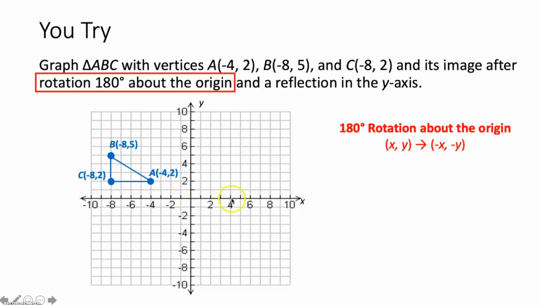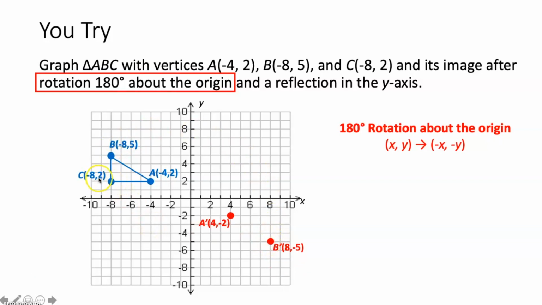So I go for +4 on the x-axis, down -2 on the y-axis. There's point A prime, the image of point A after rotating it 180 degrees about the origin. If point B is at -8, 5, then B prime is going to be at +8, -5. So I go over +8 on the x-axis, down -5 on the y-axis. There's B prime, the image of point B after rotating it 180 degrees about the origin.